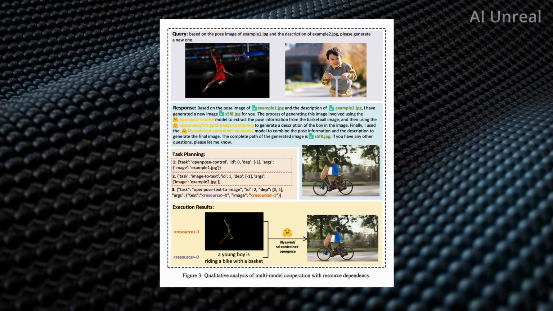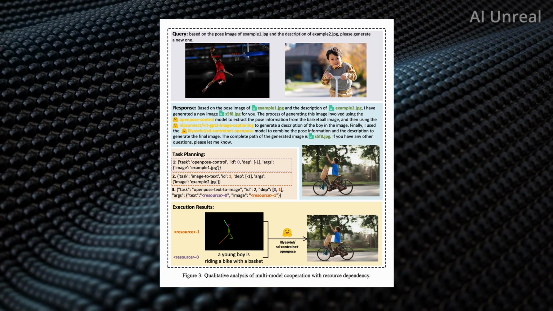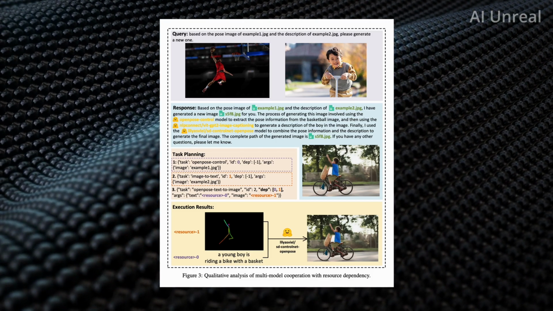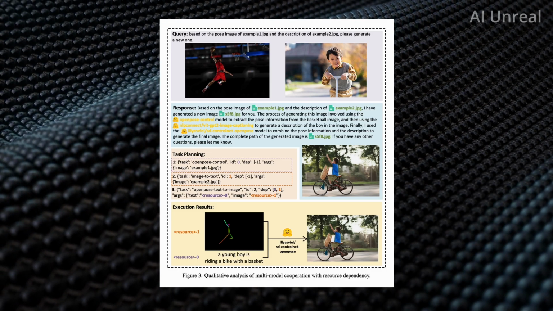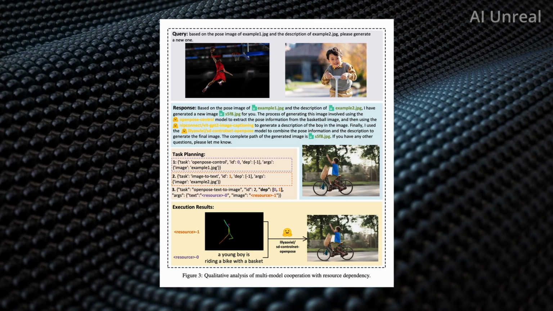And then here is another example. It says, based on the pose image of example 1 and the description of example 2, please generate a new one. This is interesting because it actually asks for a description plus an actual pose. And then you can see the results.